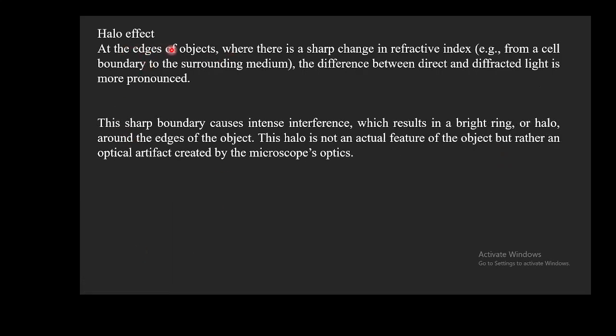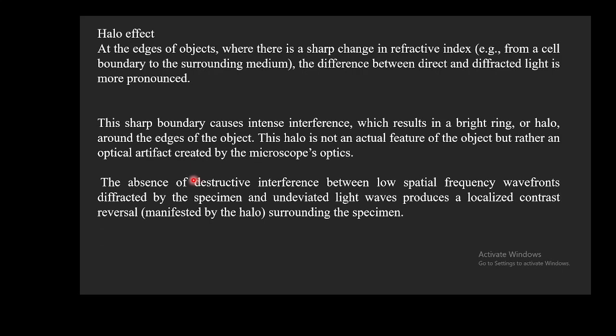So at the edges of the objects, let's say the edges of the nucleus, let's consider that. When there is a sharp change in the refractive index, for example from a cell boundary to the surrounding medium, the difference between the direct and the diffracted light is more pronounced. The sharp boundary causes intense interference which results in the bright ring or halo around the edges of the object. This halo is not an actual feature of the object, but it's an optical artifact.